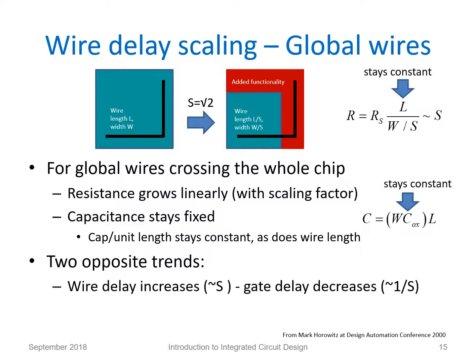The capacitance stays fixed instead of decreasing as it did in the previous case. The capacitance per unit length is still constant, but now also the wire length is constant. So thereby we see two opposite trends. The wire delay increases with the scaling factor, while the gate delay decreases.